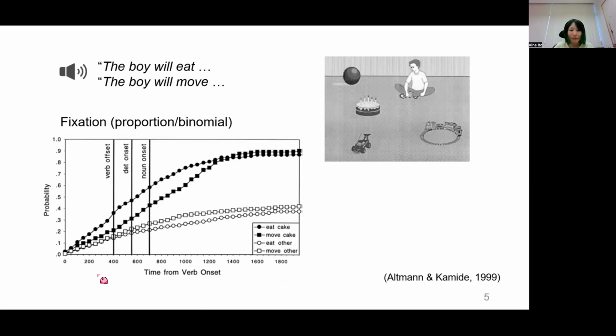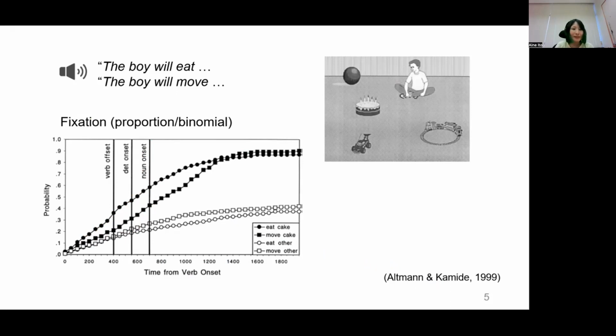This is plotting the time from verb onset, so the onset of eat or move, and the y-axis is plotting the probability of fixating the cake or distractors, so other objects that are not the cake. What you can see is that before the noun onset, so before the onset of the word cake, participants are more likely to look at the cake when they heard eat compared to when they heard move. So we can, for example, use this data to compare the likelihood of fixating the cake in the eat condition compared to the move condition. We're mainly using this fixation data throughout the tutorial and the talk as well.